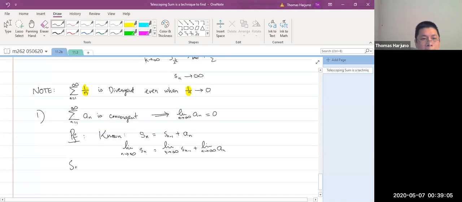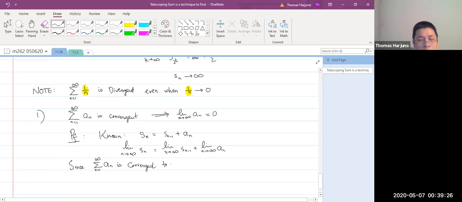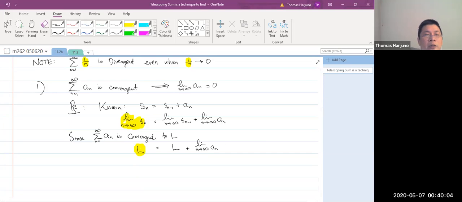Now, since the infinite series is convergent, and we say it converges to, let's say, L, then we will get that this infinite series equals L, which equals the limit as n goes to infinity of s sub n minus 1, which also goes to L, plus the limit as n goes to infinity of the last term, basically.